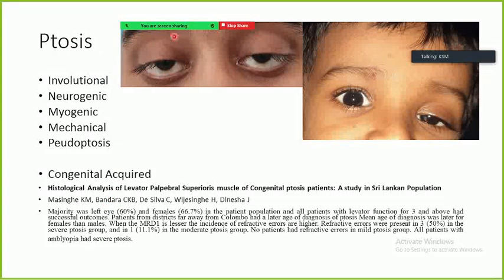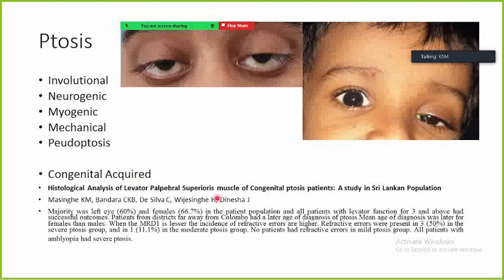Ptosis can be involutional. With aging, the levator function goes down and the muscle is more stretched, so it becomes ptosis. Generally, if it affects the visual axis, then probably you have to do the surgery. It can be neurological, when the nerve is involved; myogenic, affecting the muscle, like myasthenia gravis; or mechanical, where something hanging over the lid, like a lid lump, pulls the lid down. And pseudoptosis looks like ptosis because the eye is sometimes small.